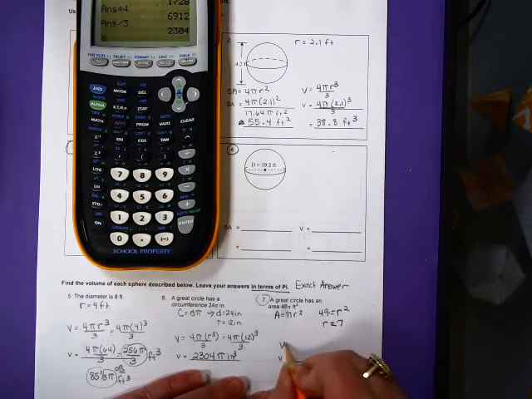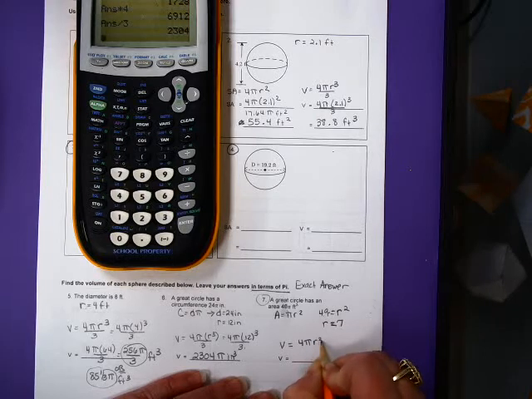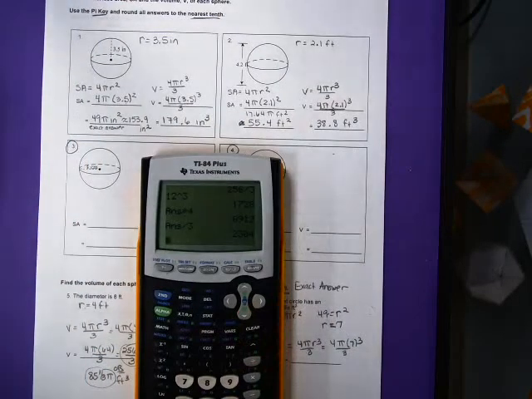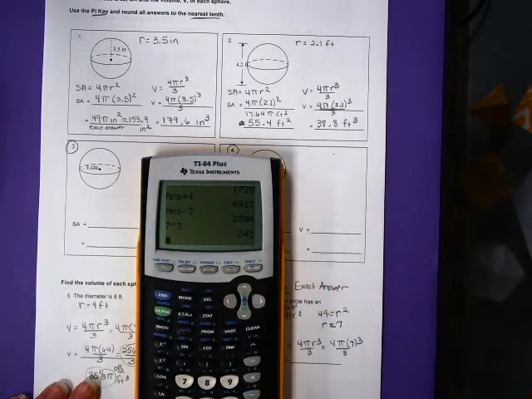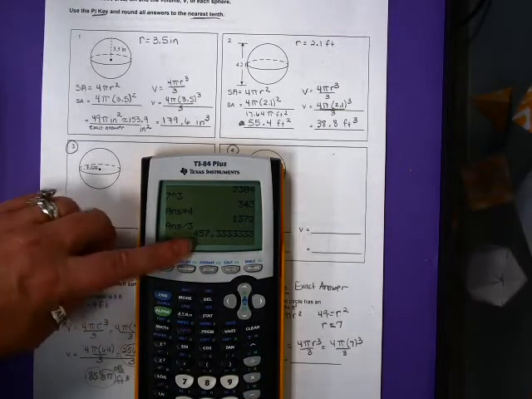Okay, so volume is equal to 4 pi r cubed divided by 3. So that's 4 pi 7 cubed divided by 3. 7 to the third power is going to be 343. Multiply that by 4, divide by 3, and you're going to get a number that keeps repeating.